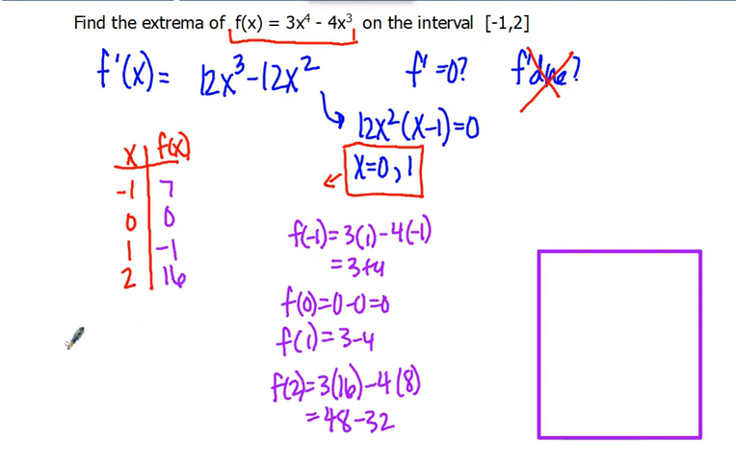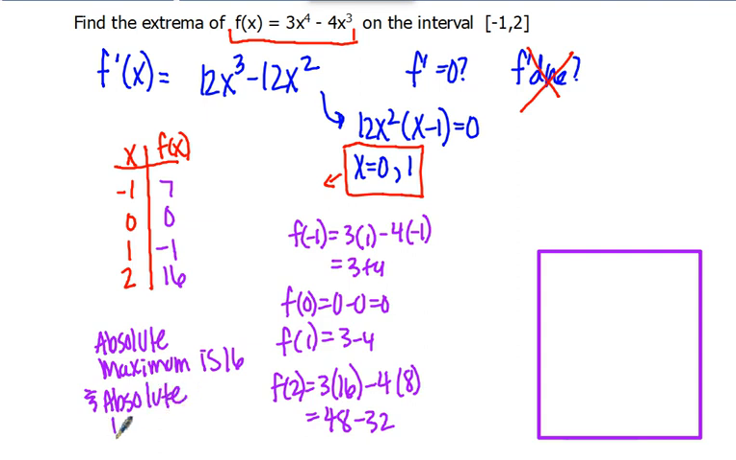Then I just need to state my answer. I'm trying to find the absolute extrema, absolute max and min. So I'm going to say that the absolute maximum is, and you pick the highest y-coordinate, 16, and the absolute minimum is the lowest y-coordinate, which is -1. And that is my answer.